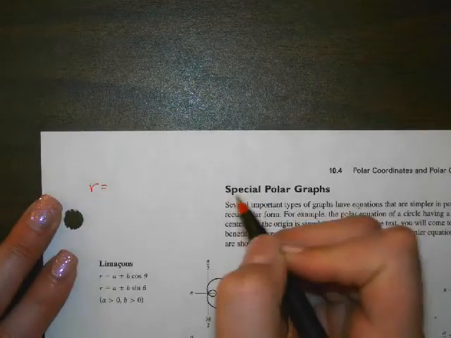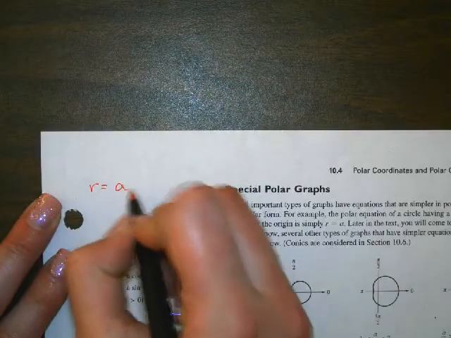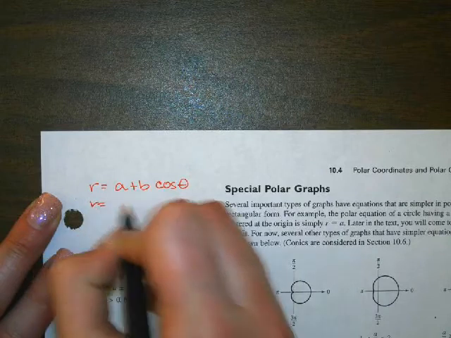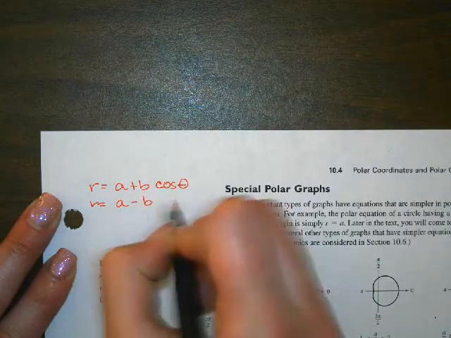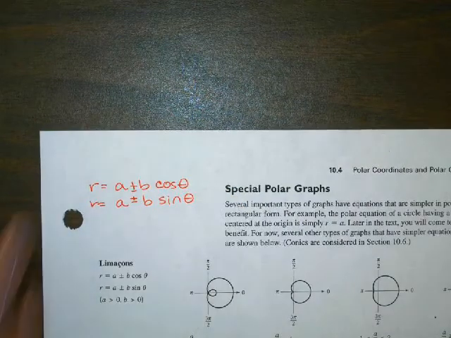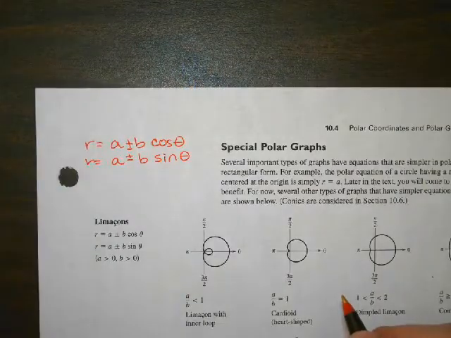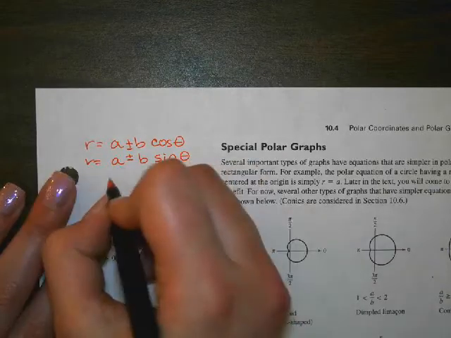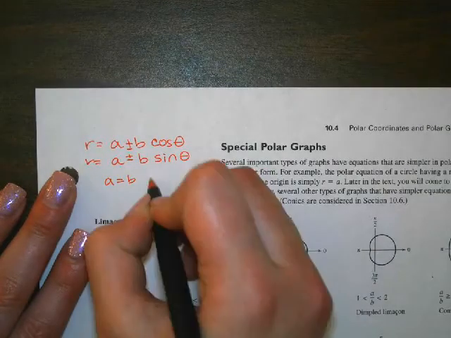They're usually written as r equals one number plus another number, and then it's cos theta, or it could be one number minus another number and sine theta. I guess I should have put plus or minus for each of these. They could be pluses or minuses, it doesn't matter. So what we're comparing is not the sign of A and B, it's the size. I don't care if it's a plus or a minus. I only care how big the numbers are. So what we'll notice is that if the size of the numbers is the same, it's a cardioid.